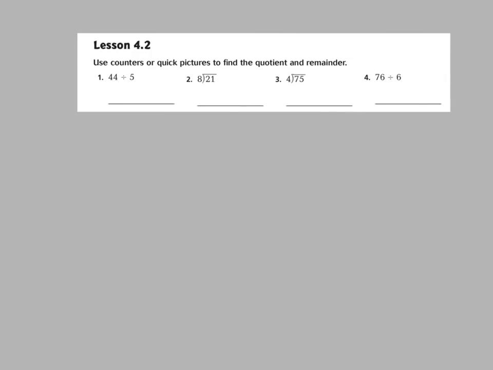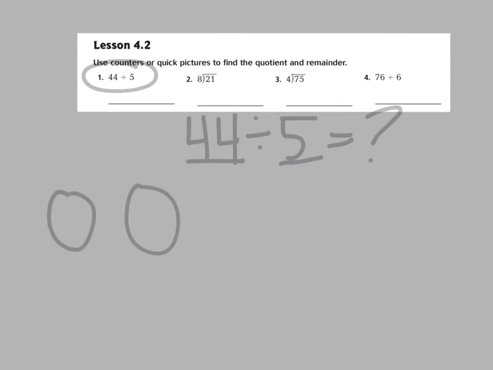This time we're going to use counters or quick pictures to find the quotient and remainder. So boys and girls, this is our circle method or our cookies and chips method. So let's look at number 1 all together. 44 divided by 5. Let's say I have 44 of something, let's say Skittles, and I want to divide them up into 5 groups. I'm trying to see how many are in those 5 groups. Go ahead and draw 1, 2, 3, 4, 5 circles.